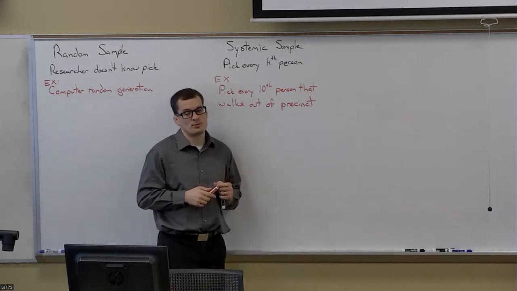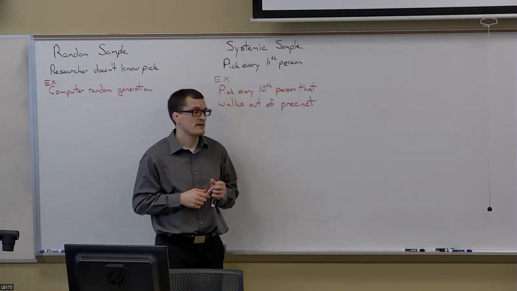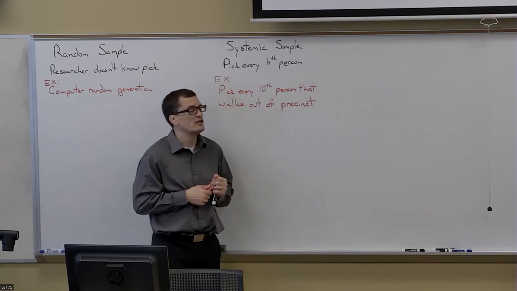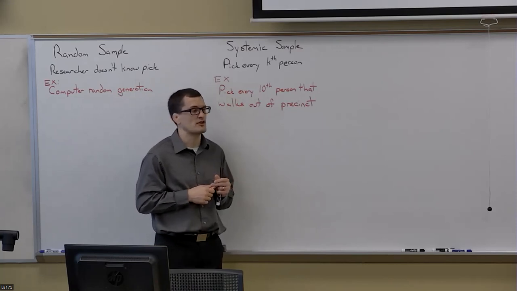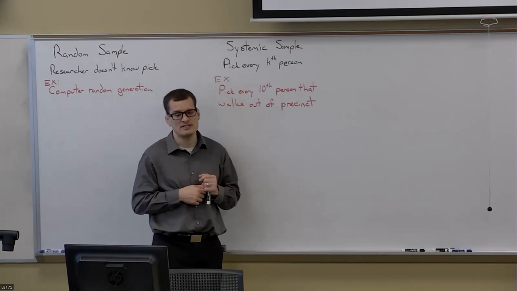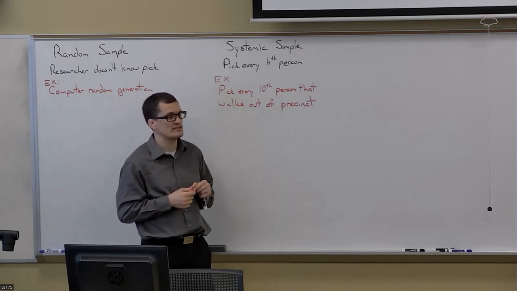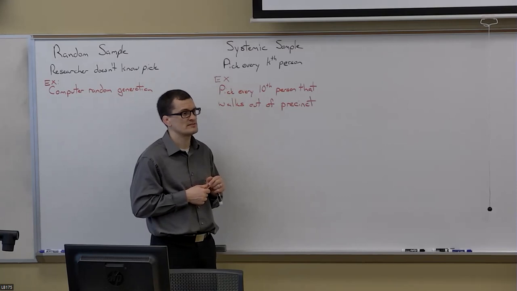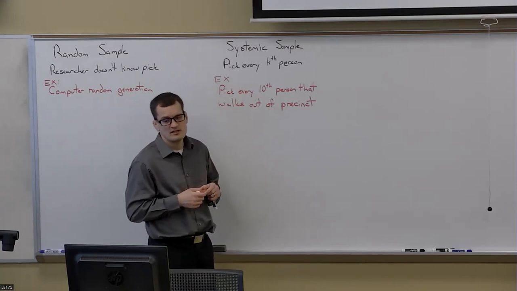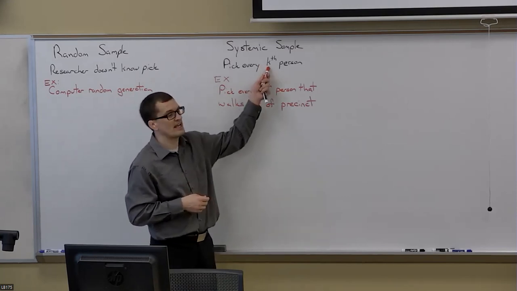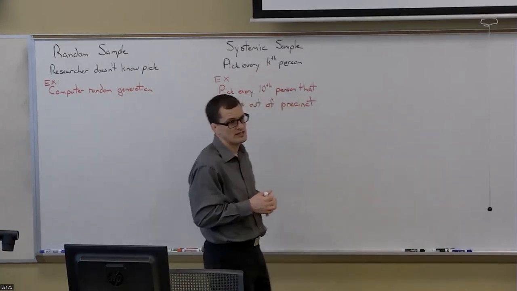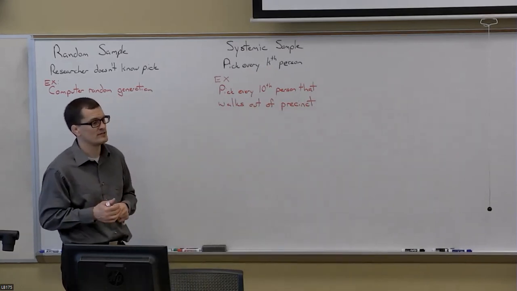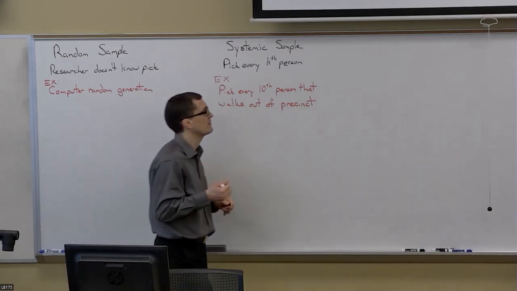Now, maybe this precinct is really busy. If so, you might not want it to be every 10th person. Maybe you want it to be every 30th person that walks out. It kind of depends on how busy it is and how many people are going to that precinct. Does that make sense? So that's why it's called pick every kth person. Could be every 10th person, every 30th, or every 1,000th if you're really interested in doing that.